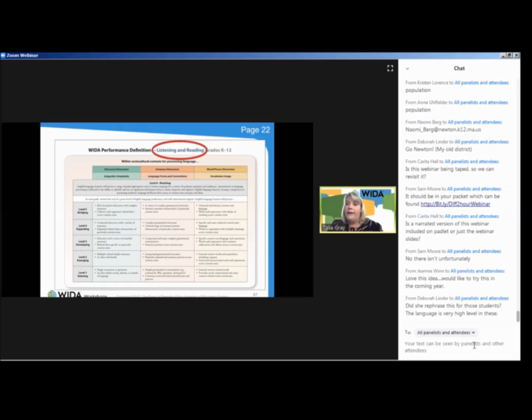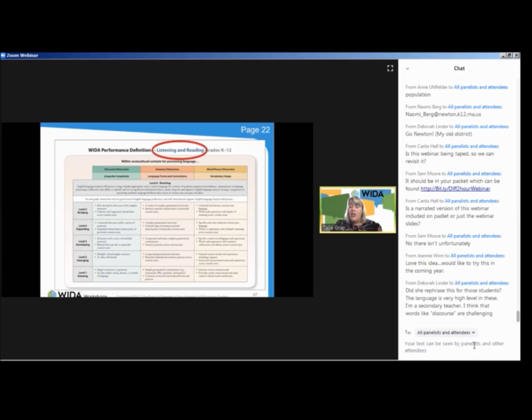Because if I give a kindergartner something that says multiple related simple sentences, an idea with details, they're going to be like, Miss Gray, I don't even understand what you're telling me. Well, what I may say is, all of my sentences are about one topic. Like that may be the language that I would use for the kid-friendly ones. You're going to have to probably go in and make a few changes as far as that goes. I'm a secondary teacher. I think that words like discourse are challenging. Absolutely, they are.